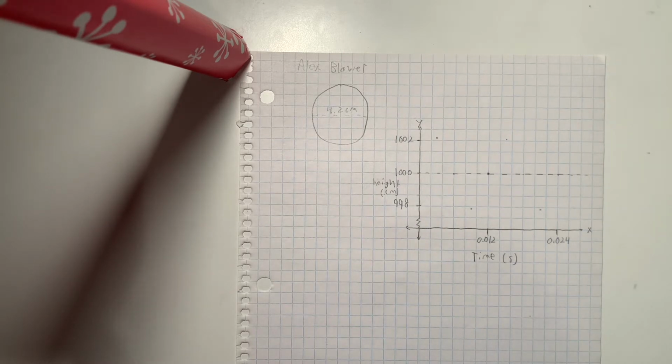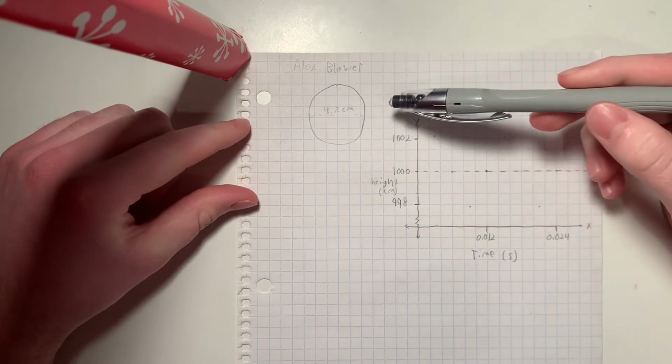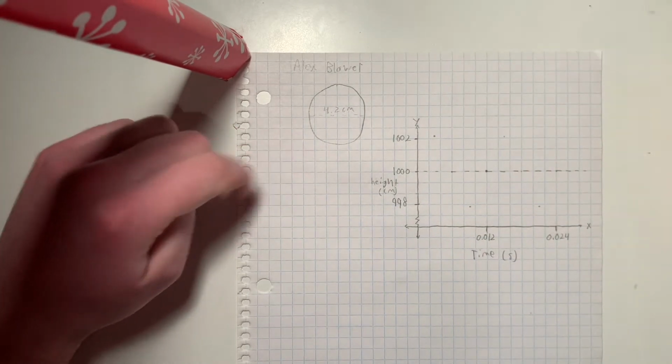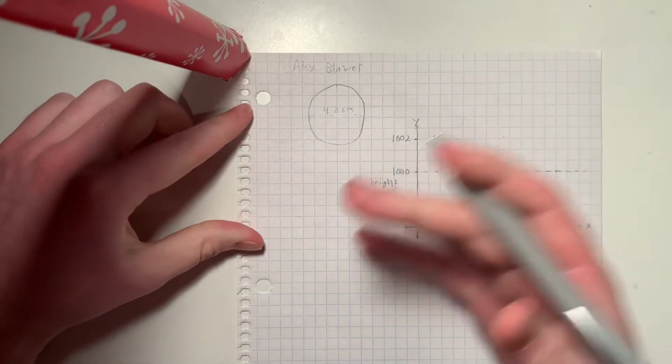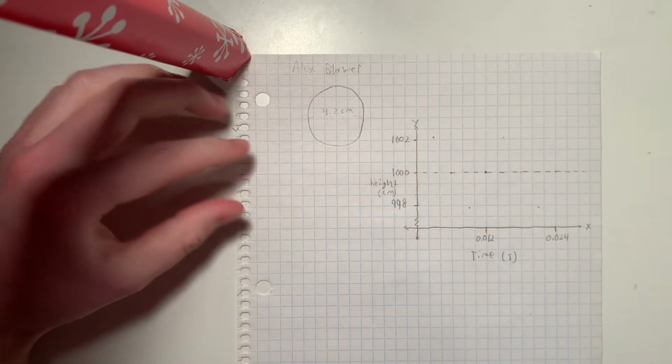Draw a graph that represents the ball flying in midair, as well as a graph that shows the ball's spin while stuck in the ground. And then label the domain and range for each graph. Okay, so first thing, I drew our golf ball here with a diameter of 4.2 centimeters, and then I also have the graph prepared, but we'll get to that in a bit. So let's write down what we're given.